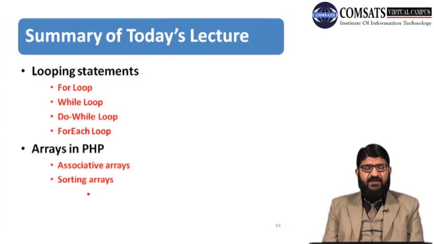And then we have seen different types of loops: for loop, while loop, do while loop, and for each loop, and how the loops are executed for a particular condition, which we have reviewed with examples. In the end, we have seen arrays which hold multiple values, and we have seen associative arrays, and how to sort the array in ascending order and descending order, which we have discussed with particular code.